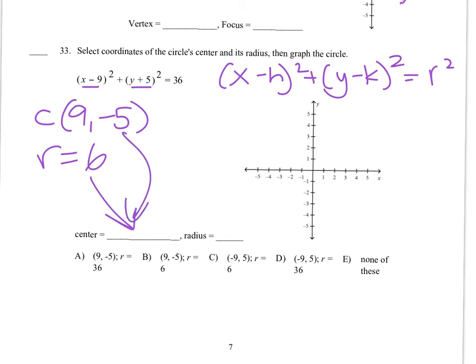And then graph it. So 9, negative 5 means I would have to go 6. I'm actually going to make these 2s. 2, 4, 6, 8, 10, and then this would be negative 2, negative 4, negative 6, negative 8. So I'm down here. And then I would count 6, which every tick mark we just said was 2. So 1, 2, 3, 1, 2, 3, 1, 2, 3, 1, 2, 3. And my circle looks something like that.